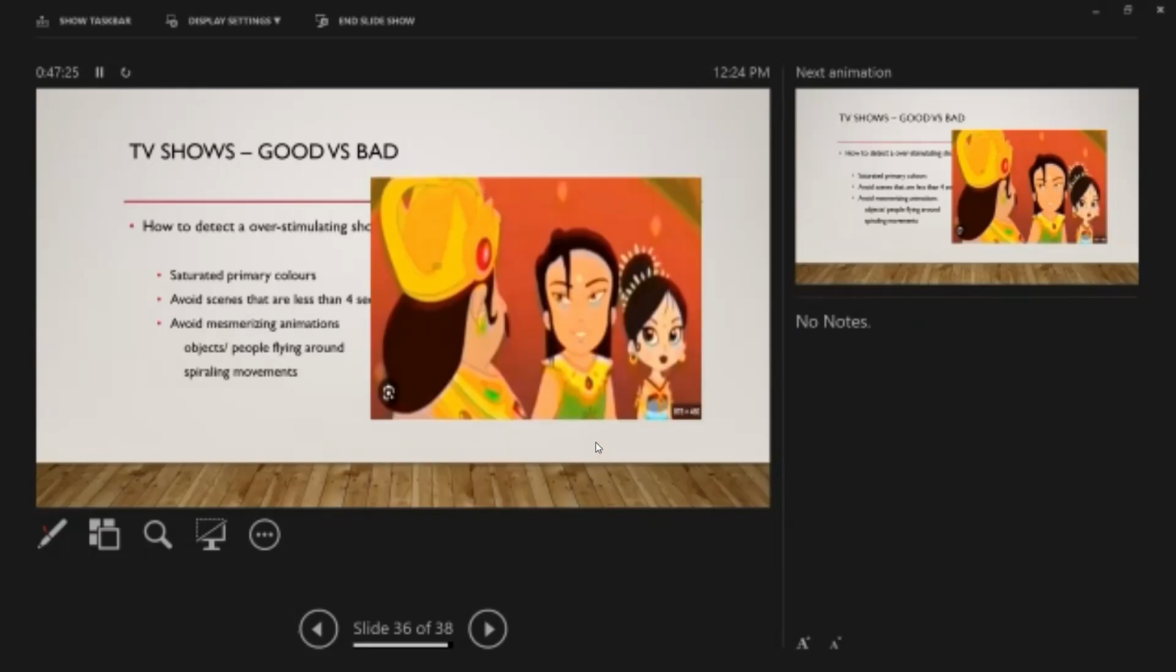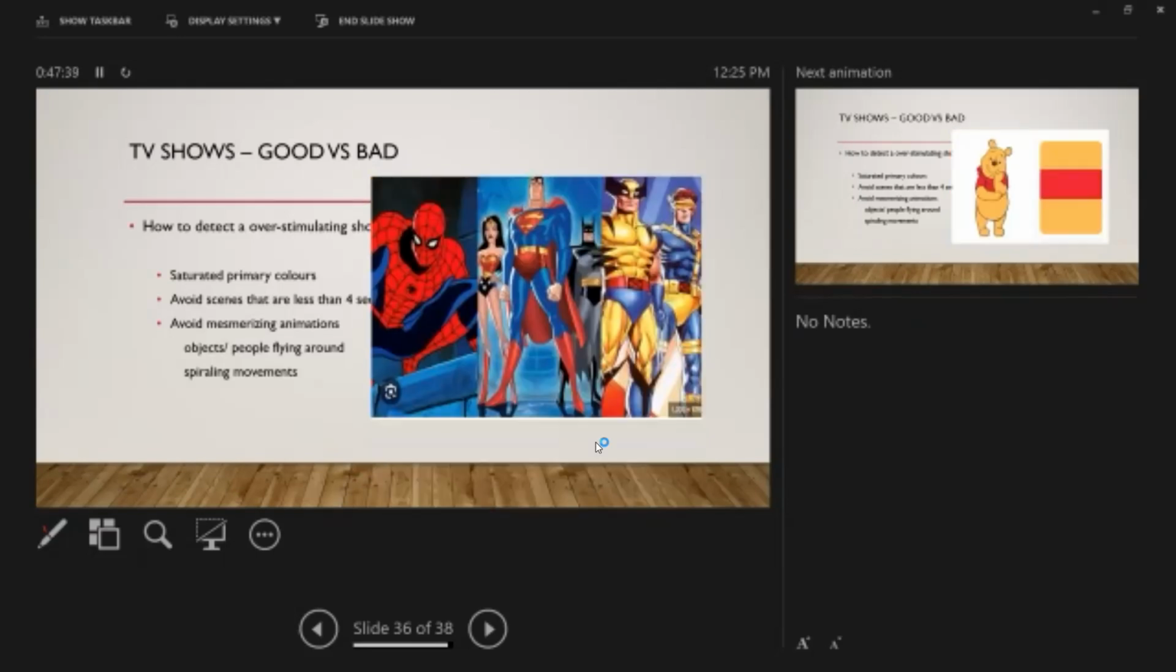Okay. Good or bad? For a child below 2 years, especially. Bad. Why? There's red, yellow, dark green, all saturated colors. Our Marvel: red, yellow, blue, all saturated colors.